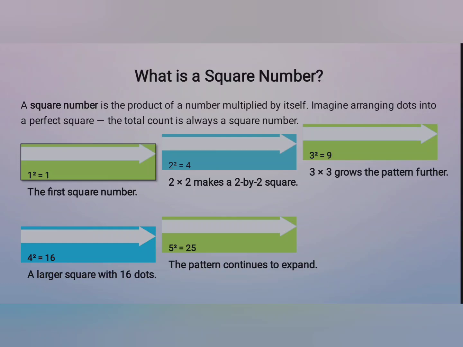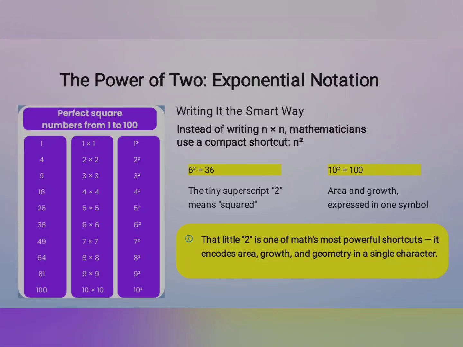When we arrange 1 squared, 2 squared, 3 squared, that is 3 cross 3, 4 cross 4 and 5 cross 5 as dot patterns, we get 5 rows and 5 columns formed, and hence we call it a square number. This pattern continues to expand, forming bigger squares with an equal number of rows and columns. We have seen how to find a square number by multiplying a number by itself.